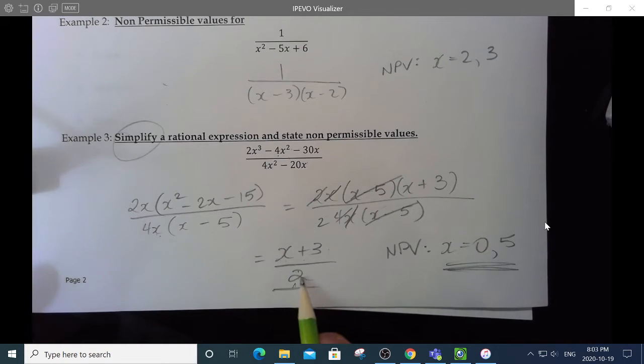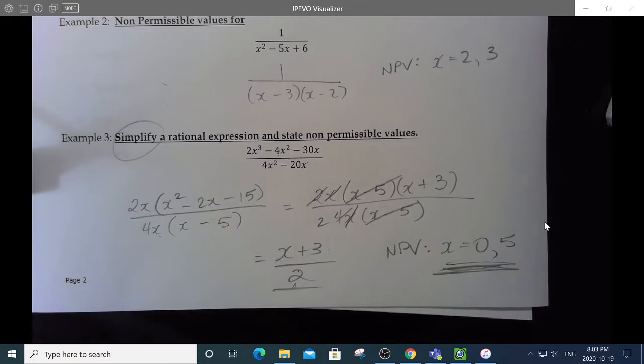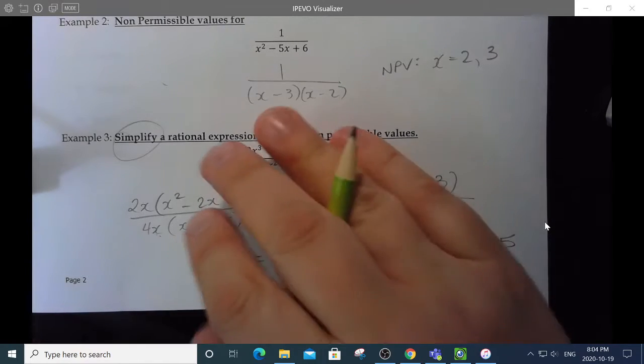And I mean, look at it. It's definitely simpler than all that mess. But this only simplifies to that if I avoid those x values. So that's something to keep in mind. That's example 3. Let's move on.